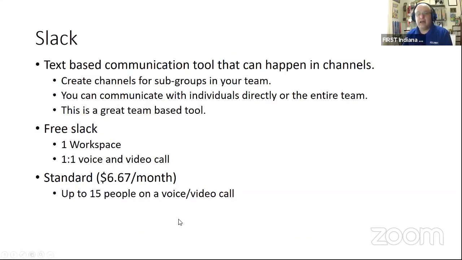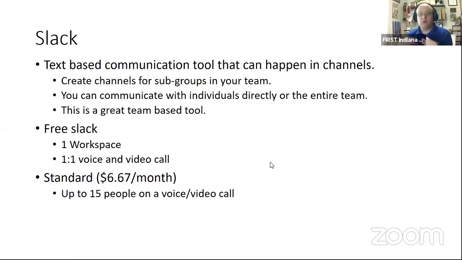Slack. So now Slack is a text-based tool, and it is a chance for people to communicate. And you use channels. Each channel then could be a subgroup of your team. So you could have mechanical, operations, business side, your design team, however you break your team up. Then people join those channels and have ongoing conversations within them. Within Slack you can also have direct conversations with individuals on the team.